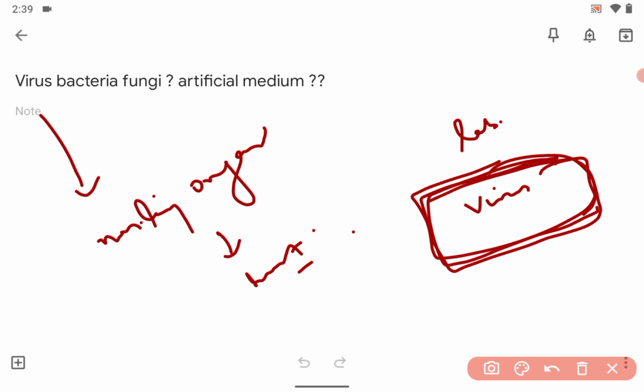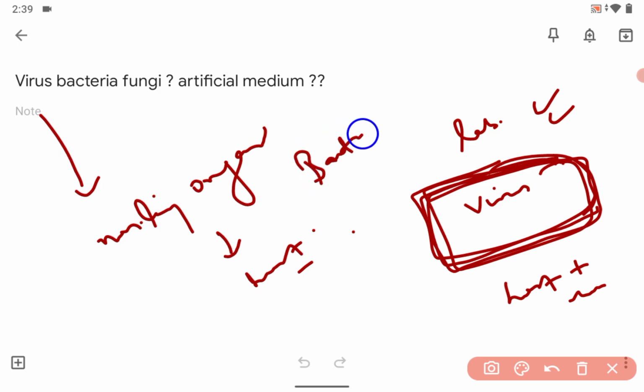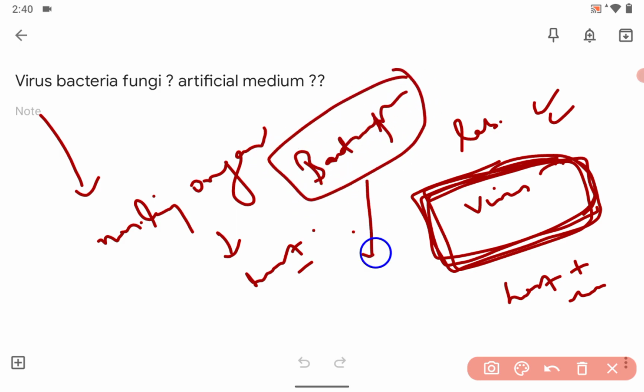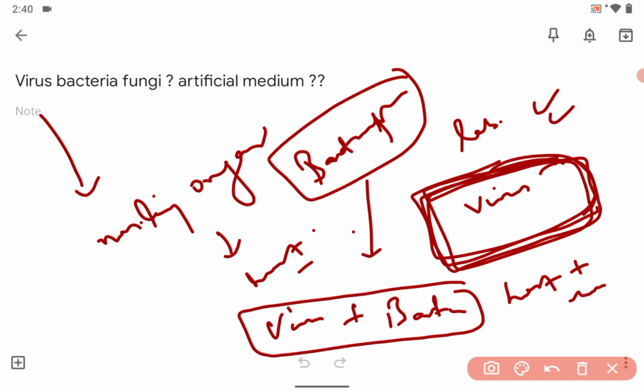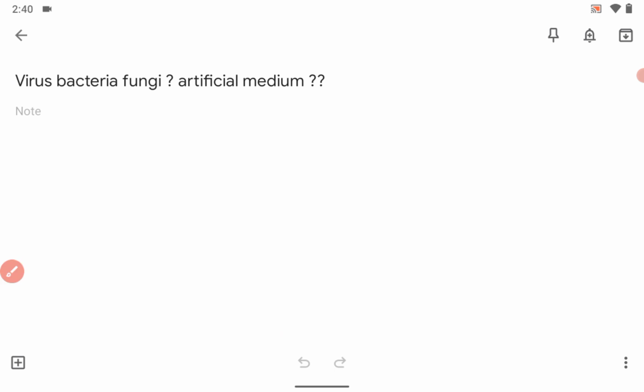Viruses cannot, they need a host. If the virus is with the host, then it can grow in an artificial medium or in a lab. Just like the bacteriophage. You know what this is? The viruses which have bacteria as their host are called bacteriophage. They can grow, obviously, right? So if they ask which can grow in an artificial medium, obviously bacteria and fungi, but not virus, right? Because they always need a host.